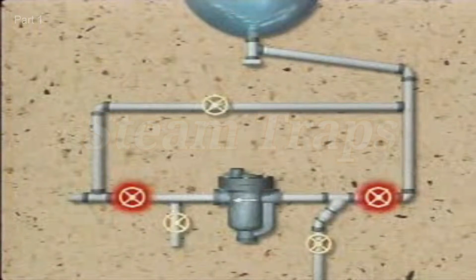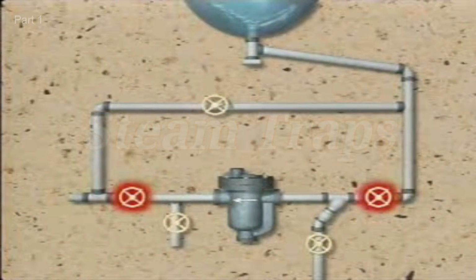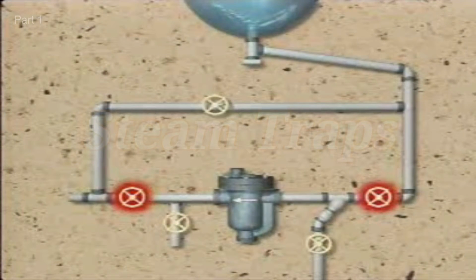The inlet valve and the outlet valve are isolation valves that can be used to block off or isolate the steam trap from the steam line. This is usually necessary when the trap must be repaired or replaced.